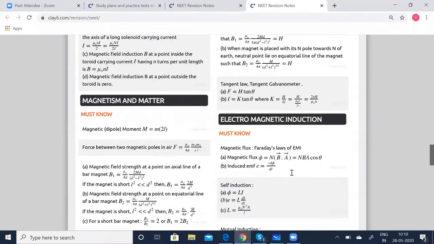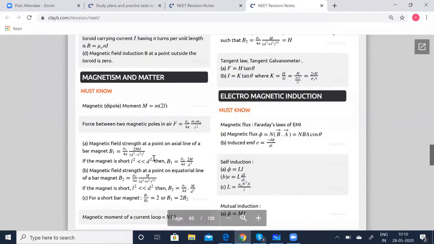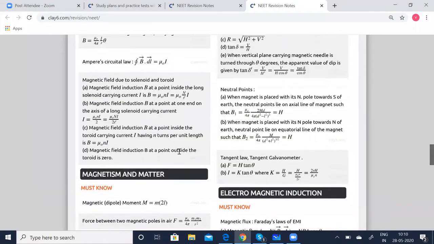We saw this here, remember? Along the axial line. So the same thing can be applied for the Earth also, where you can take this as the H. This is very much analogous to the axial and equatorial positions which we learned earlier. That can be applied here also for the neutral points.